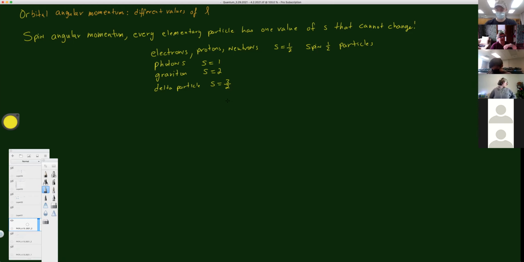Now, because atoms are made up of these particles, they can have their own spin. So, for instance, say helium-4 has spin 0. And helium-3 has spin 1/2. You can probably guess why.